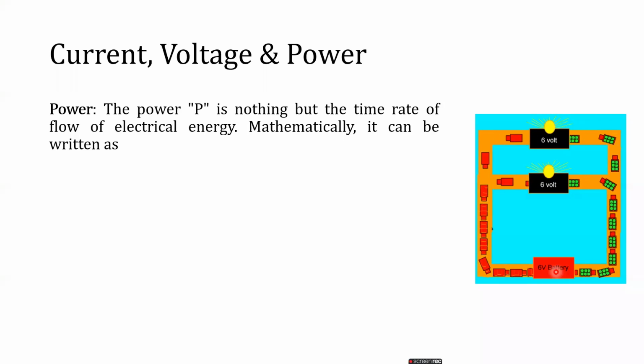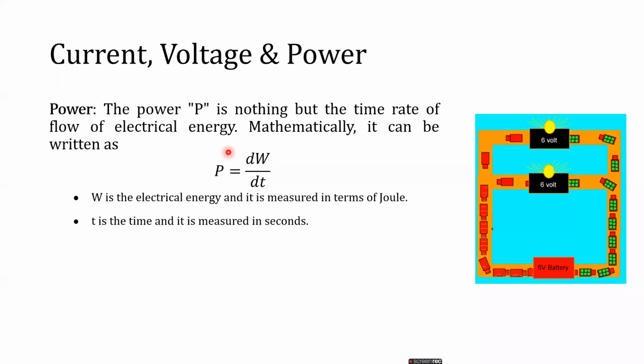Power. What do you mean by power? The power P is nothing but the time rate of flow of electrical energy. Mathematically, it can be written as P equals dW by dt. Already we have discussed, W is the electrical energy and it is measured in joules, and t is the time and it is measured in seconds.